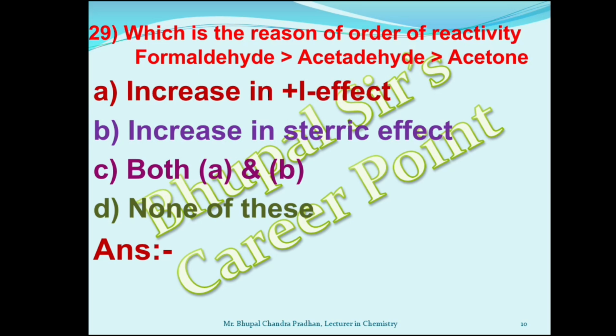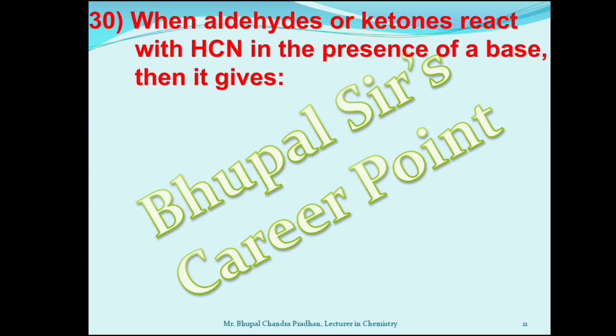In formaldehyde, two hydrogen atoms are attached. In case of acetaldehyde, one CH3 is attached to the carbonyl carbon. But in case of acetone, two methyl groups are attached. So increase in plus I group decreases the reactivity, and increase in steric effect also decreases the reactivity. So both A and B are the reason for the decrease in reactivity from formaldehyde to acetone. So option C is the correct answer. Thanks for the students who have given option C as their answer in the live chat. Now let us come for the next question of the session, that is question number 30.